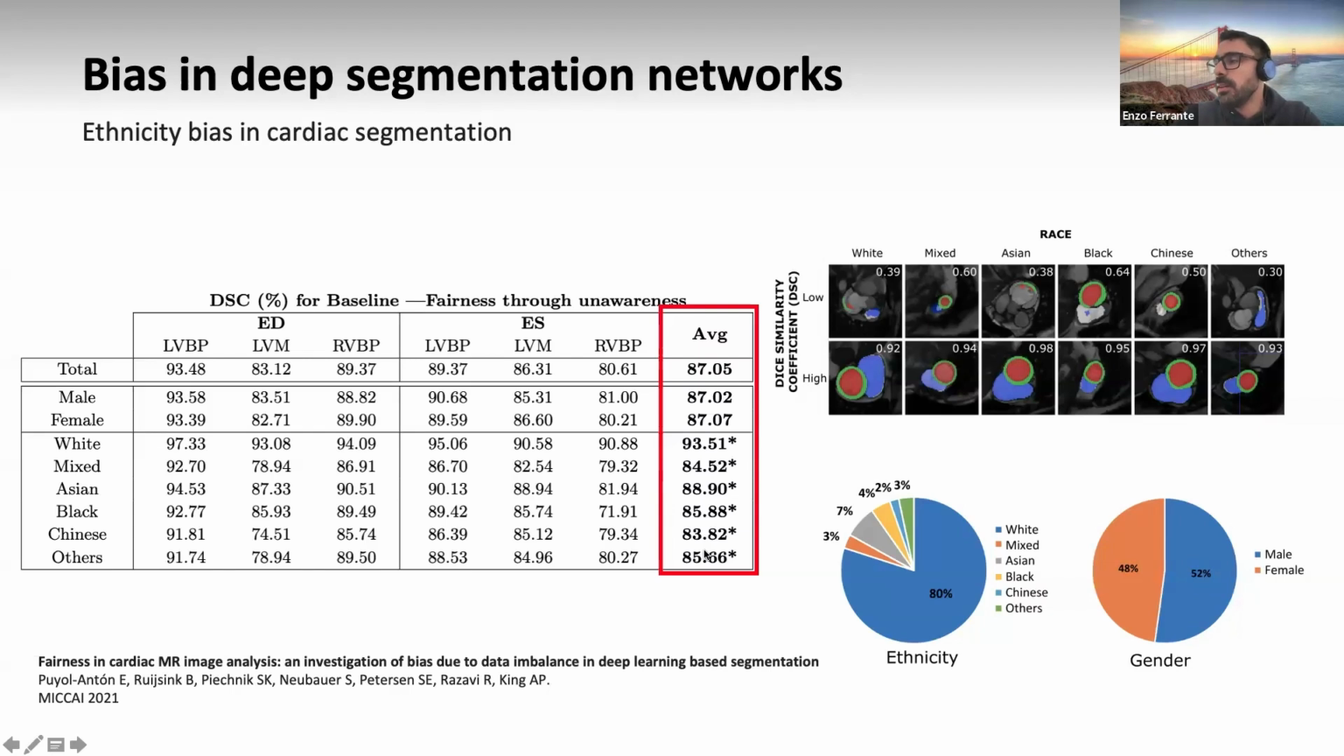And that related pretty much with the underrepresentation in your training data set. And honestly, this is something I was not expecting. I was not expecting that there would be such big signals or changes across the different ethnicities when it comes to segmentation of the structure of the heart. But this happened.